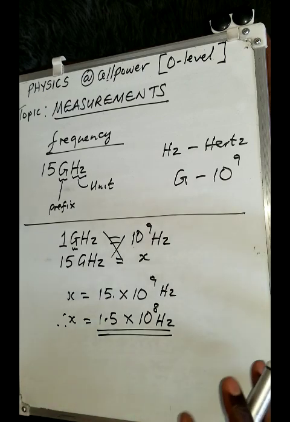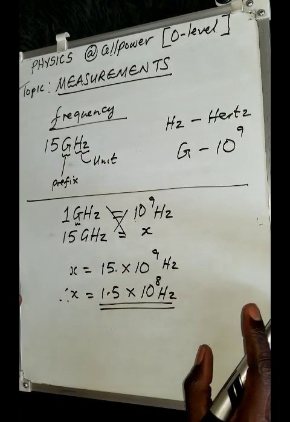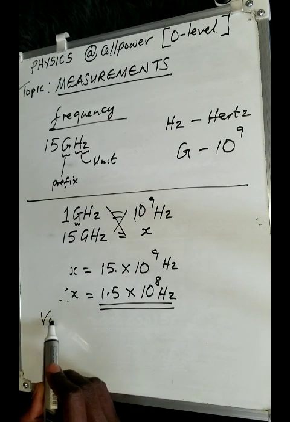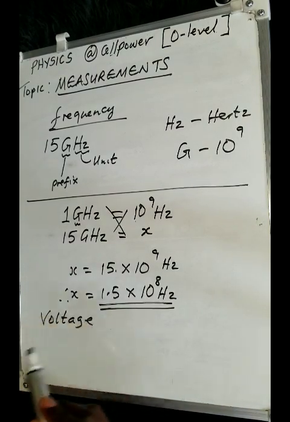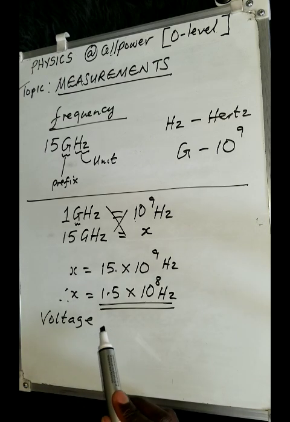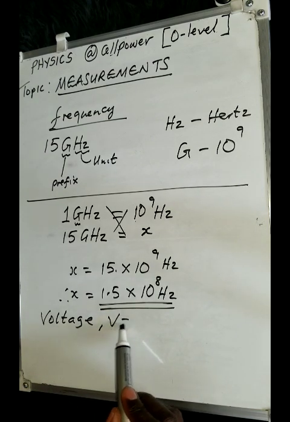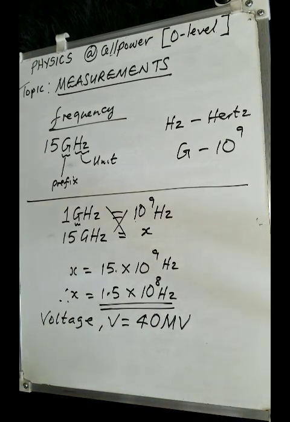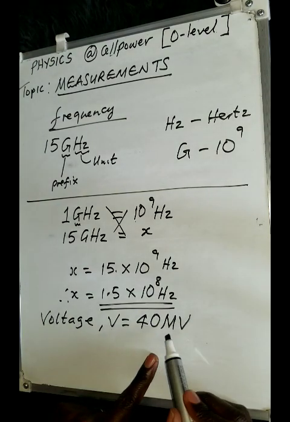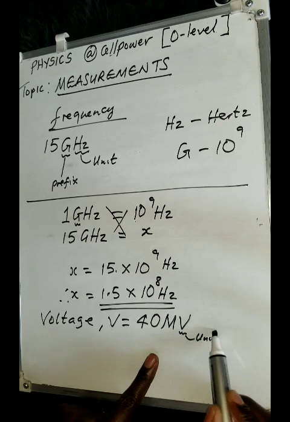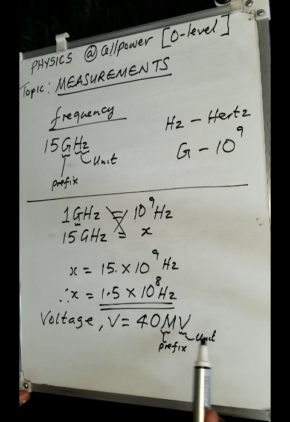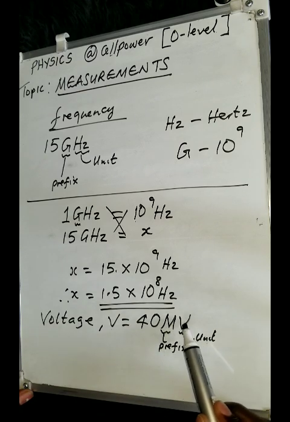So you can deal with a lot of units that you are going to be finding. So there's nothing complicated that you are going to be dealing with. Let me give you the last but not the least, voltage. Let's say that maybe they have given you a voltage of maybe 40 MV. 40 MV, that is megavolt. Remember, this M is a prefix, and V is the unit for voltage, which is the volt.